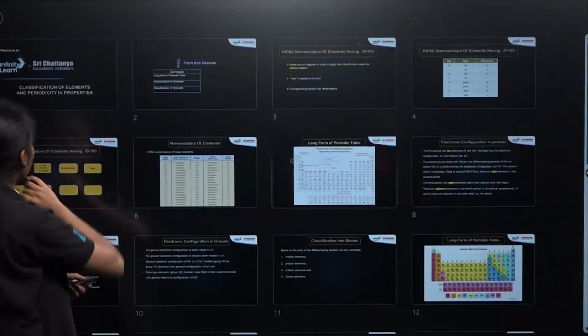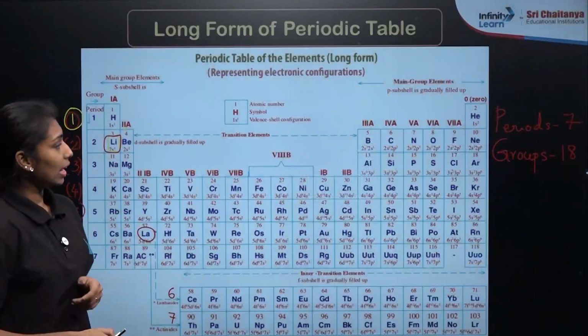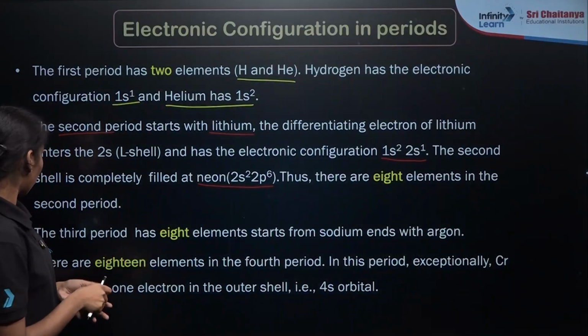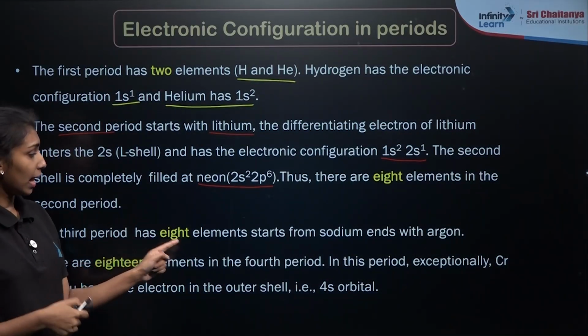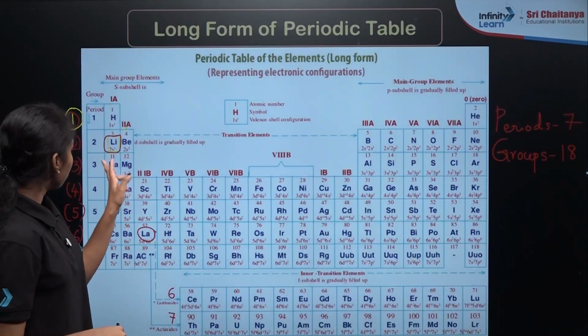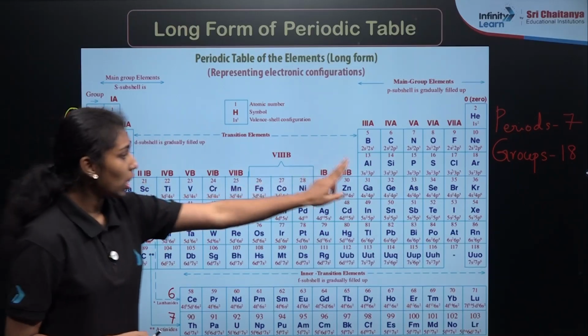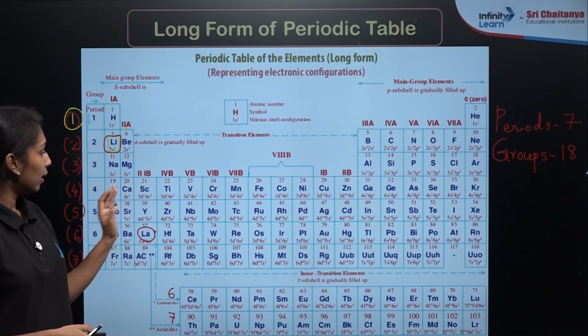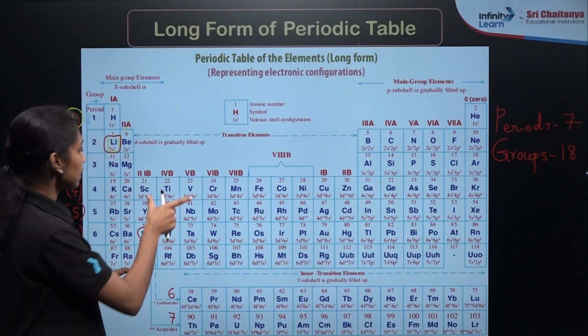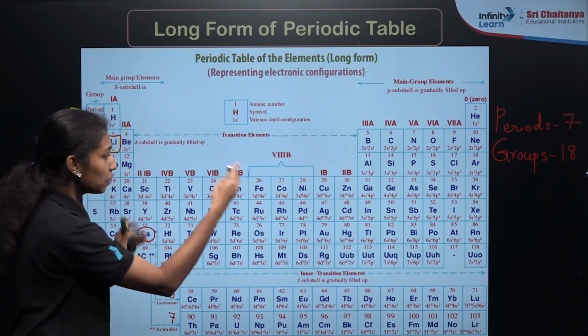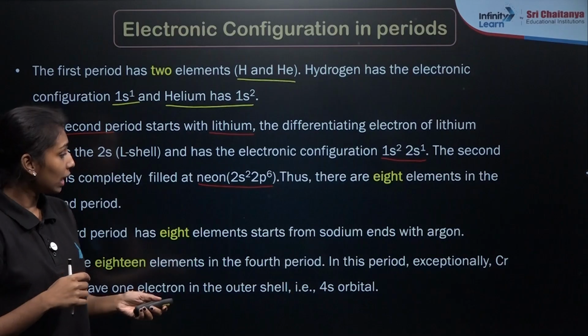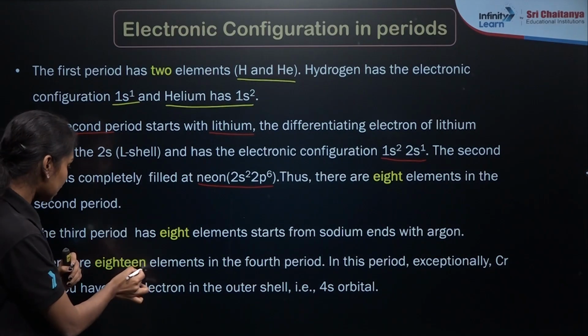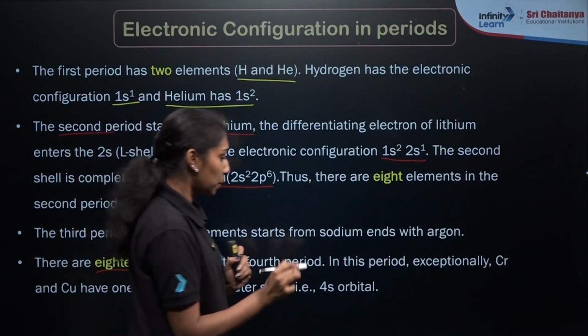Similarly, we are just giving the idea about the third period also here. So what are you observing here? Third period again has 8 elements, from sodium to argon. Then what about the case of fourth period? In the fourth period, these elements in between are also present, which means total 18 elements are present.